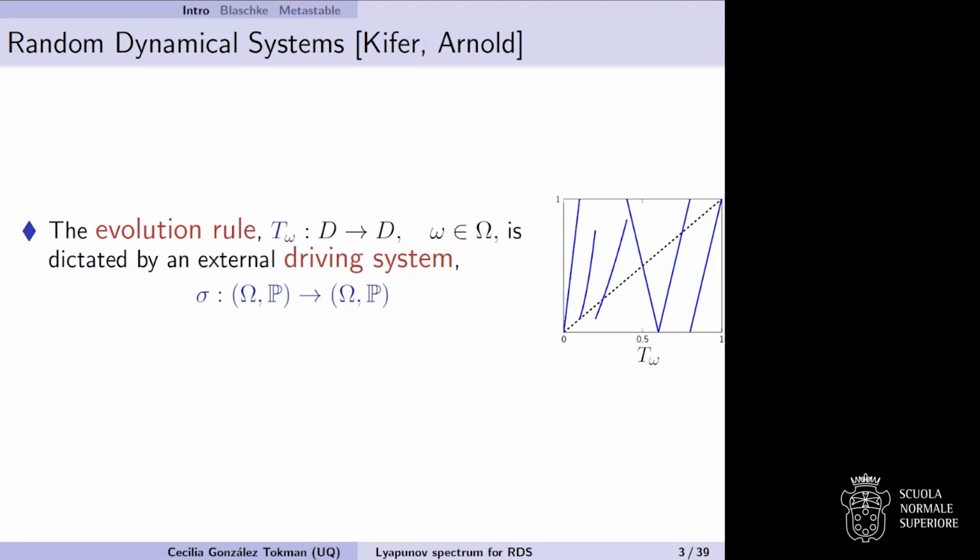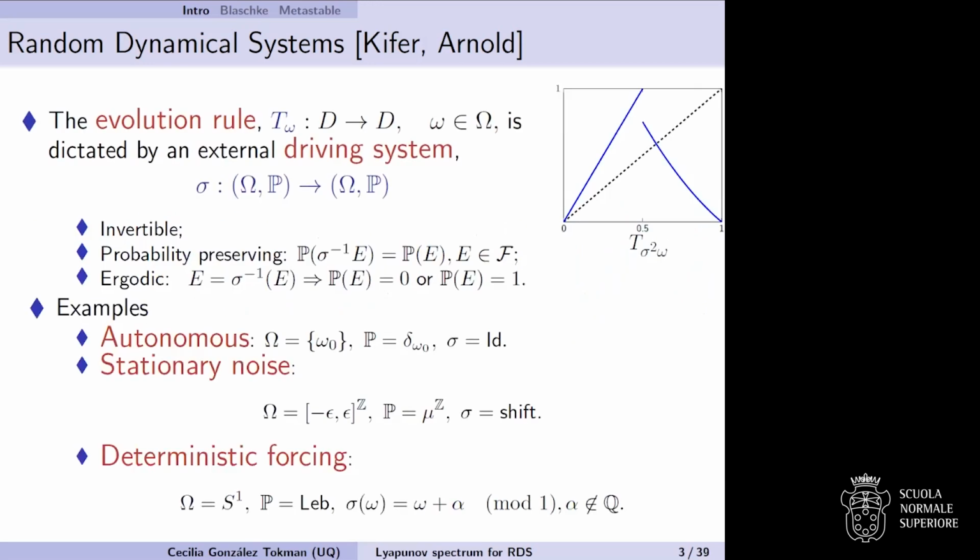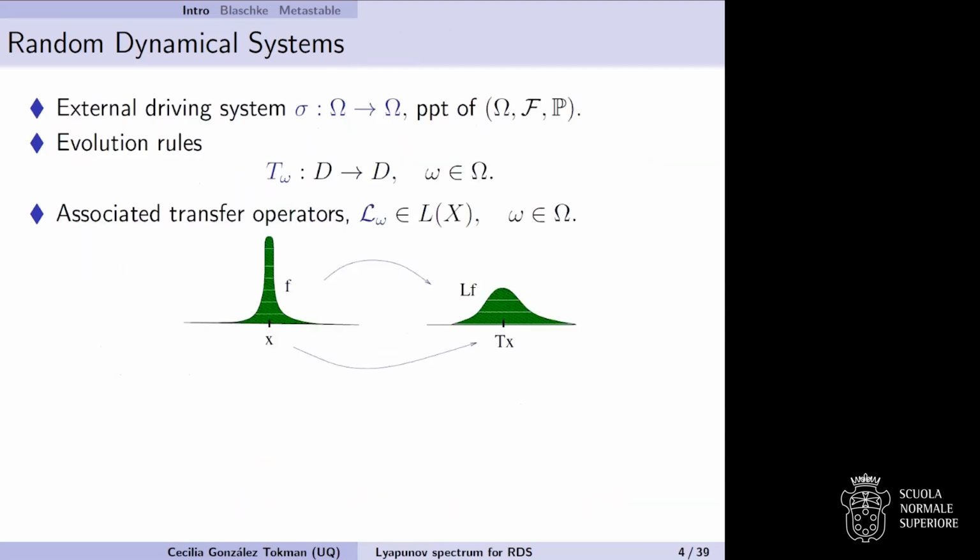And so this could be the first map that we apply when the environment is omega, then sigma of omega, sigma squared of omega, and so on. And the context that was studied initially by Kifer and Arnold in the 80s and 90s assumes some conditions on this driving, which is an invertible, ergodic, and measure preserving transformation. So this is quite a general setting which generalizes the case of autonomous systems, where of course we just have one map and we repeat it over and over, which is the usual context for dynamical systems. But we can also have cases of noise driving the system, or also something like seasonal forces. For instance, we could have that sigma is a quasi-periodic rotation. So that will be the setting for this talk.